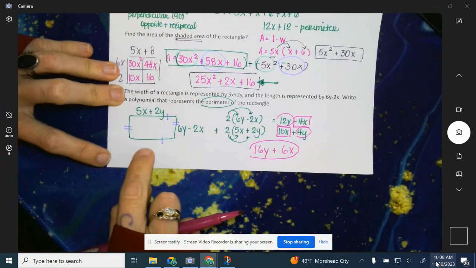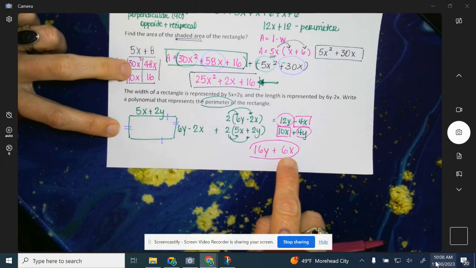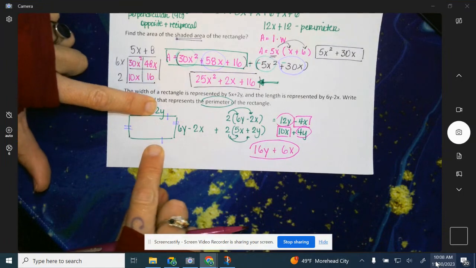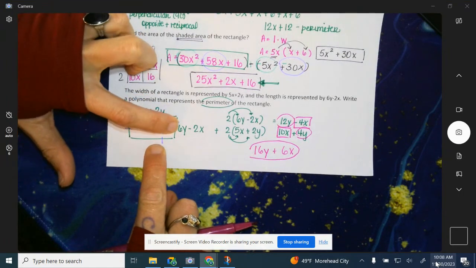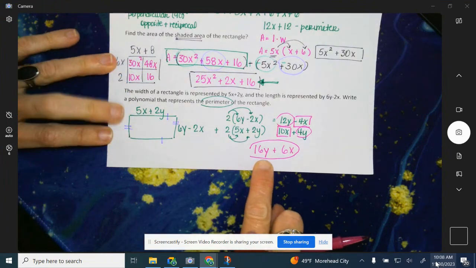Okay, so 5 plus 5 is 10, minus 4 is our 6x. 2y plus 2y is 4, plus 6 gives us 10, plus 6 for the other side is where that 16y came from as well.